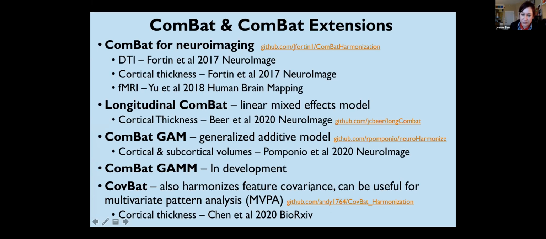ComBat also harmonizes feature covariance. So not just the mean and variance of the individual features, but the covariance between the features, where we can still see scanner effects after applying ComBat. So if you're doing multivariate pattern analysis techniques, you might want to consider adjusting the covariance. He has a preprint.